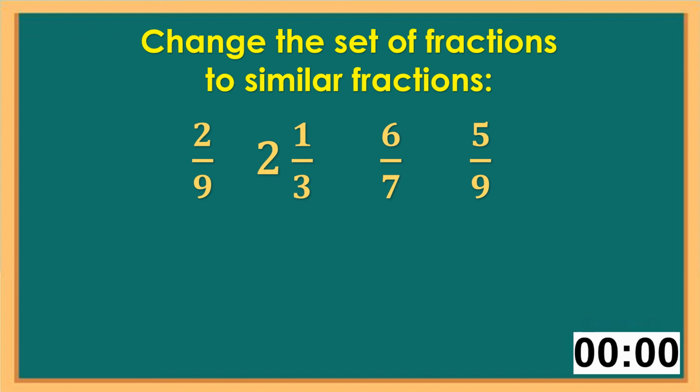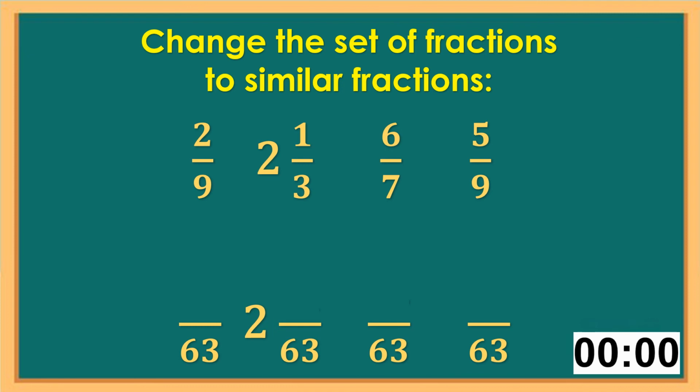Changing these fractions to similar fractions, the LCD is 63. Why 63? Because 63 can be divided by 9, it can be divided by 3, it can be divided by 7, and it can be divided again by 9 without a remainder. So, for the equivalent fraction of each fraction, 2/9 becomes 14/63 because 63 divided by 9 is 7 times 2 is 14. For 2 1/3, we have 2 and 21/63.